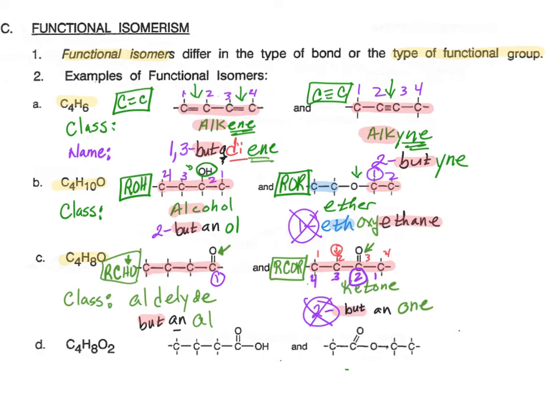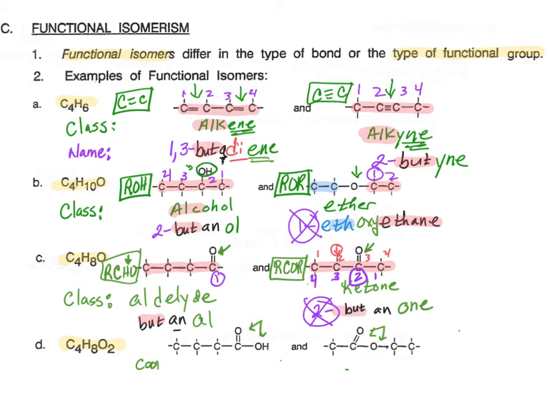D has the molecular formula C4H8O2, and these two both have that molecular formula, so we're going to see if they're the same or not. We look at both of them and we see that there's 2 oxygens on the same carbon for each of them. So we have a C double bond O OH and a C double bond O OR.